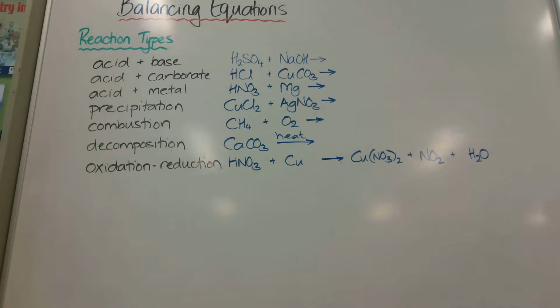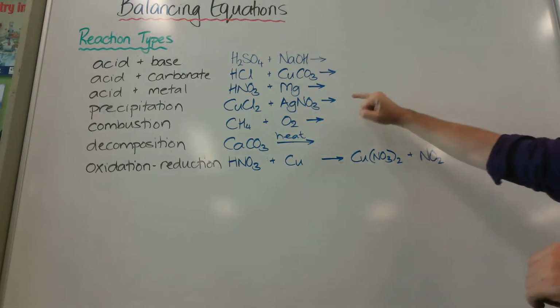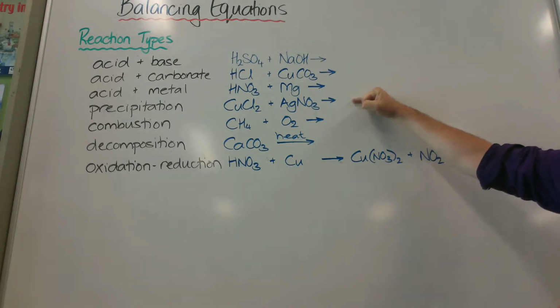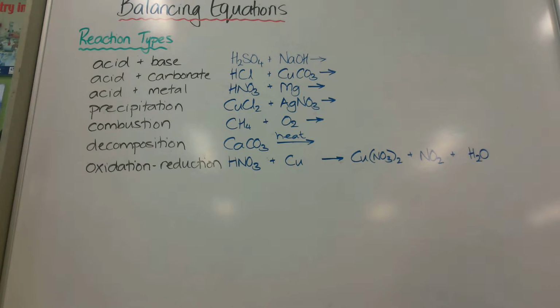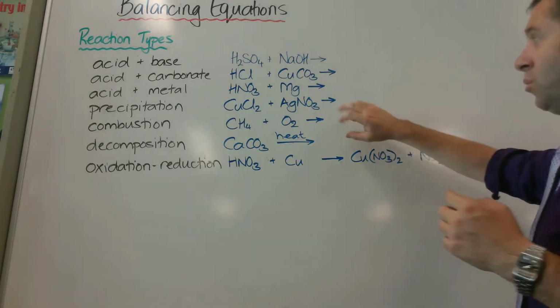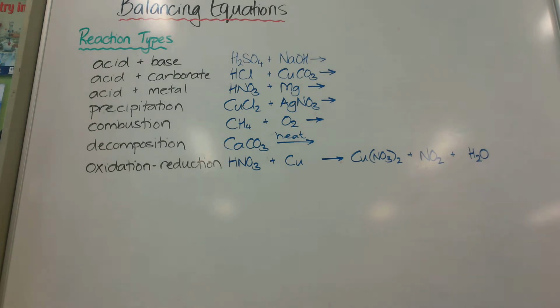Then we're going to use the examples that I've got to try to actually write the formula or the names if we're not sure of what is made. Then what we're going to do is go through a worked example of a precipitation reaction, because the method of doing that works for most things, and time permitting we'll go through a combustion reaction.